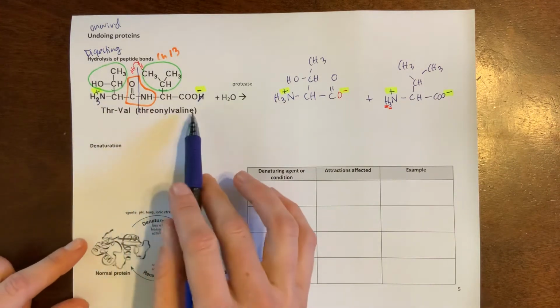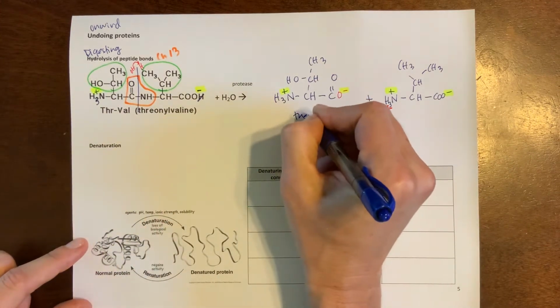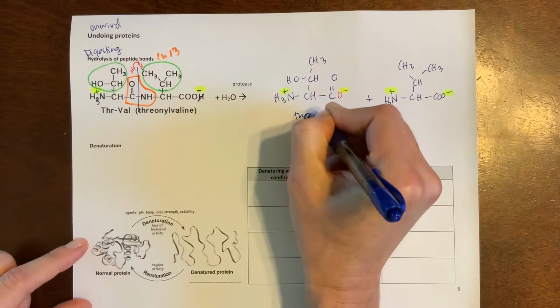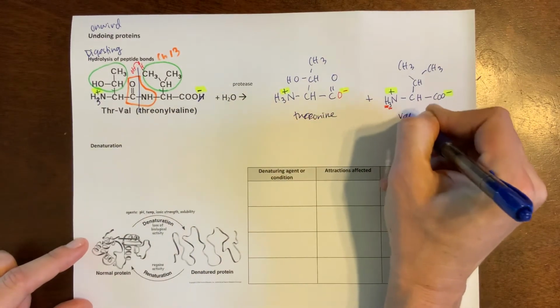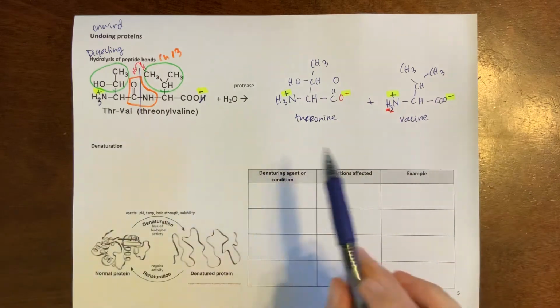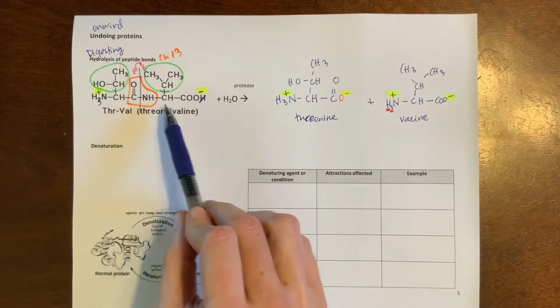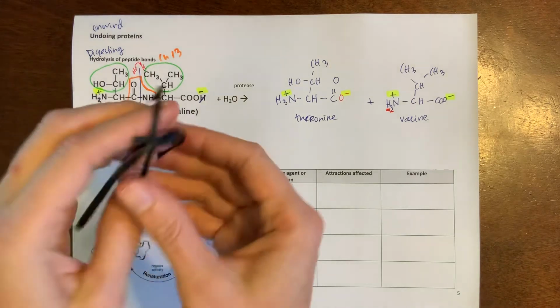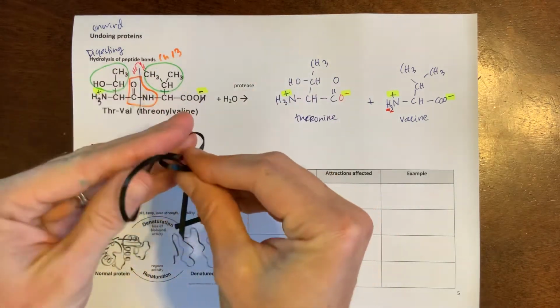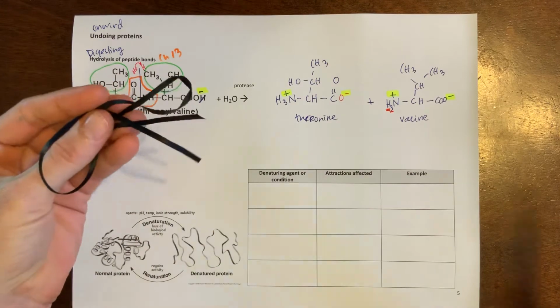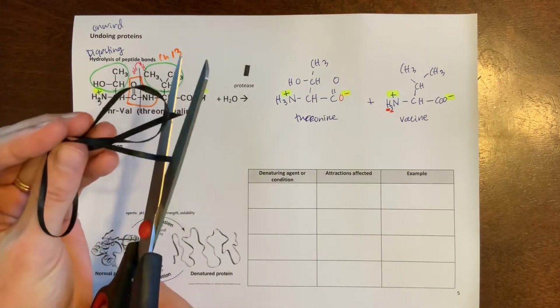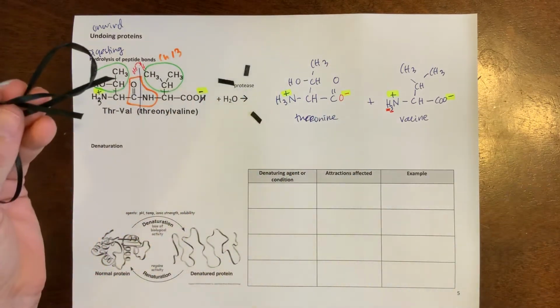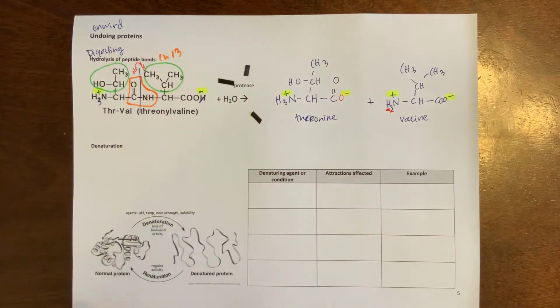If this was threonyl valine, then this is now threonine and valine all by themselves. So that would be digesting our protein. And if you can imagine that this black little piece of ribbon here is a protein, digestion is going to take it and it's going to cut and cut and cut off those amino acids. So that would be, digestion would be to cut it into small pieces.